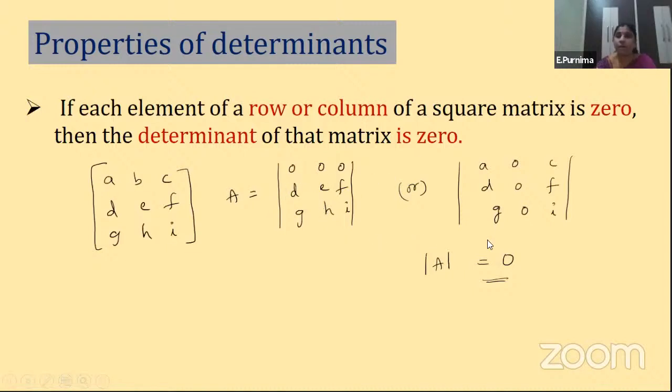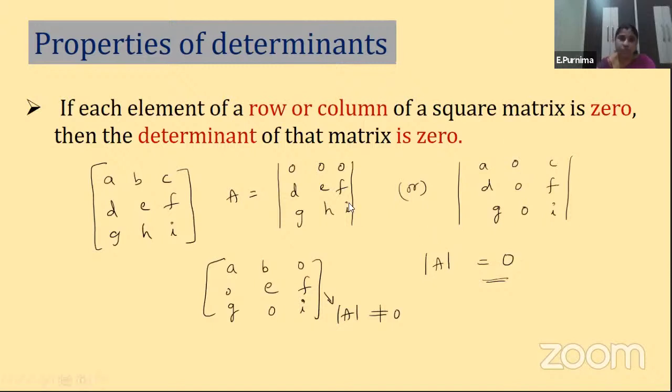If you find all 3 zeros in any particular row or in any particular column, it should not be like this, children: A, B, 0, 0, E, F, G, 0, I. If it is like this, then the determinant is not 0. We are finding 3 zeros here, but the determinant of this is not 0. In this case, you have to solve it. Understood? But it should be all the elements of one column or all the elements of one row must be 0. Then only we can directly say that the determinant of A is equal to 0.